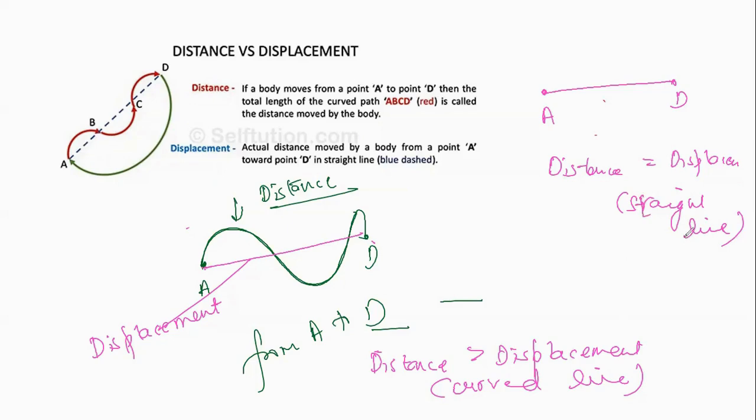Okay, so understand this one. This is from A to D and this is from A towards D. Towards D. It's very, very important, right? So this is the difference between the curved line and the straight line. So I think it's very much clear to you.